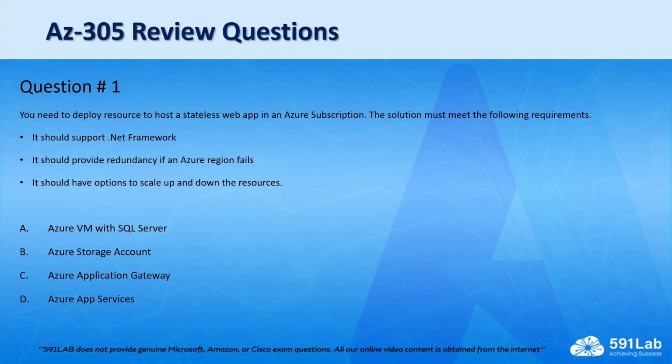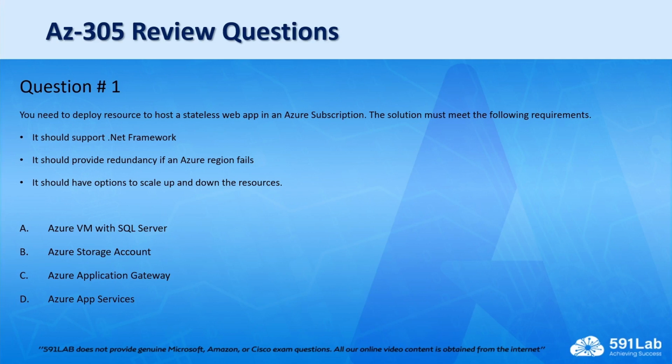We are in our question review section. Here is our first question. You need to deploy a resource to host a stateless web app in an Azure subscription. The solution must meet the following requirements. It should support .NET Framework. It should provide redundancy if an Azure region fails. It should have options to scale up and down the resources. So in this question, we are supposed to suggest a resource which we need to deploy in Azure Cloud with these three requirements. Let's look at the options.